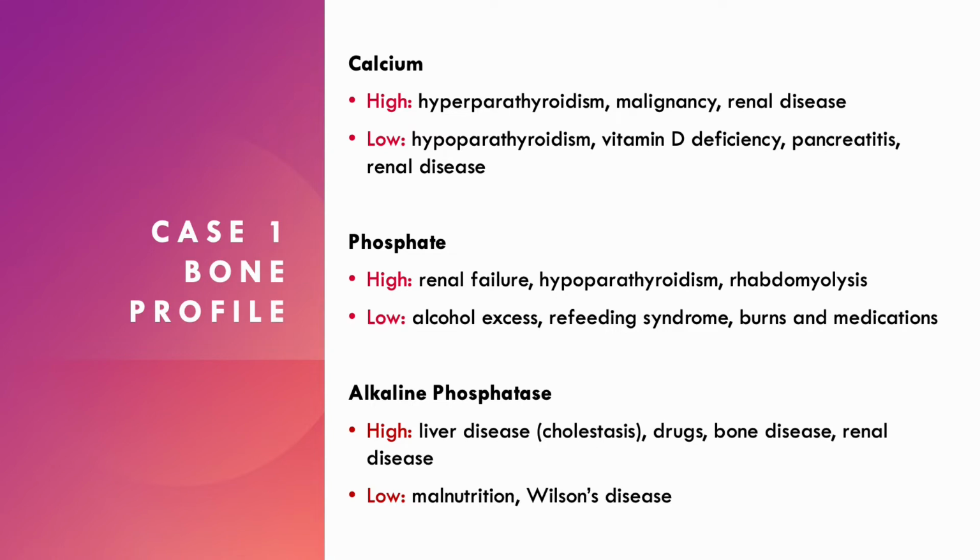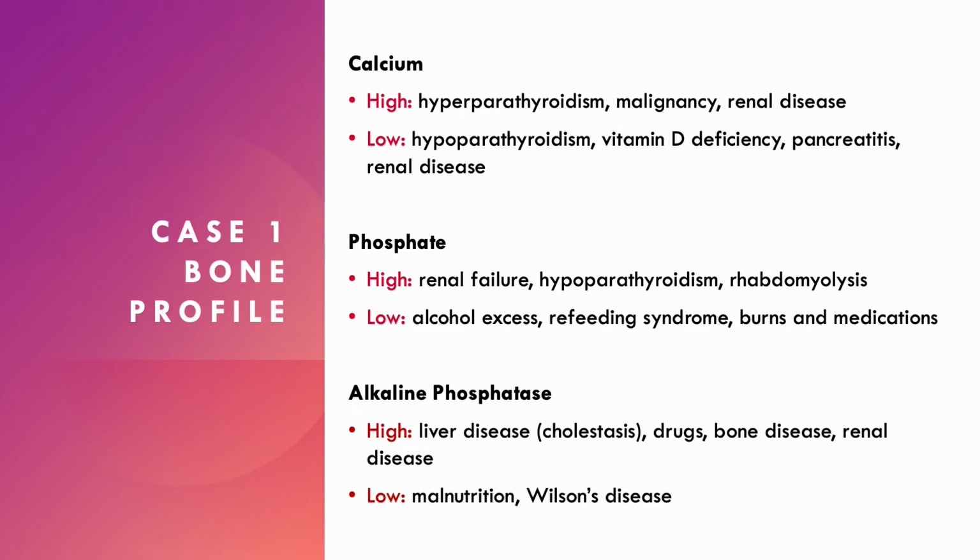So if you have an underactive parathyroid, you don't get enough breakdown of bone, and then you don't get enough calcium in the blood. Malignancy can also cause a high calcium, and examples of this are normally cancers which affect the bone, or cancers which metastasize to bone commonly, so something like prostate or breast cancer. Renal disease also causes both a high and low calcium.